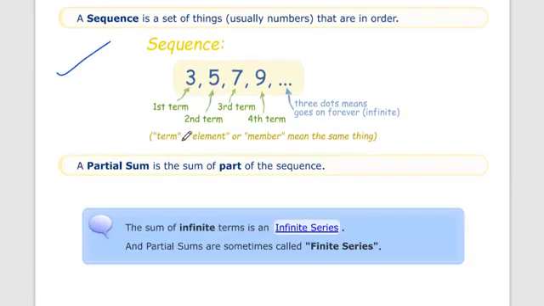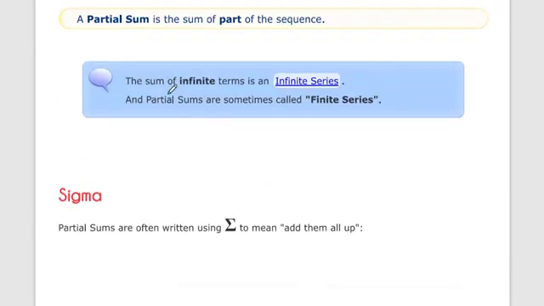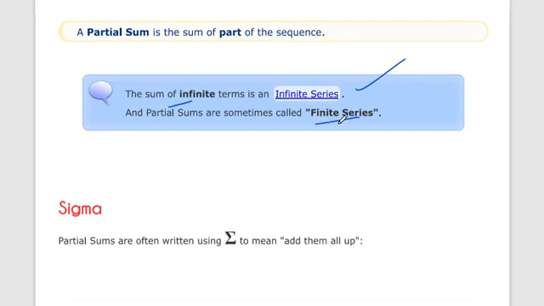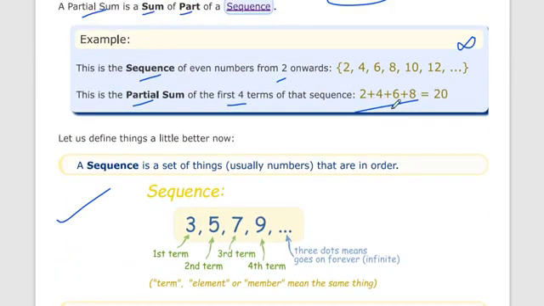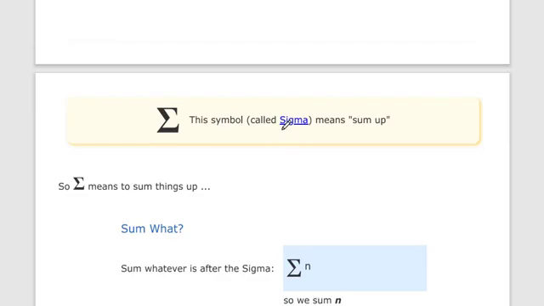We all know what a sequence is. The sum of infinite terms is an infinite series, but a partial sum is also called a finite series. Here 2, 4, 6, 8 is countable, so it is a finite series, a finite sequence. Partial sums are often written using sigma, which means add them all up. It is called the sigma symbol.